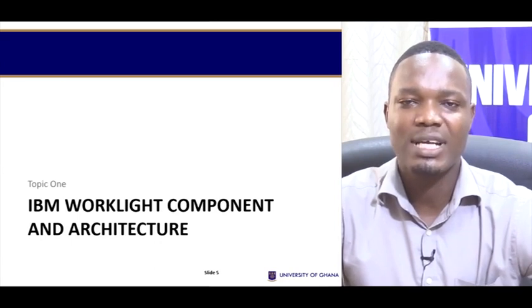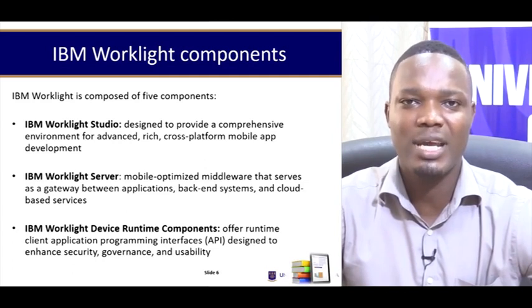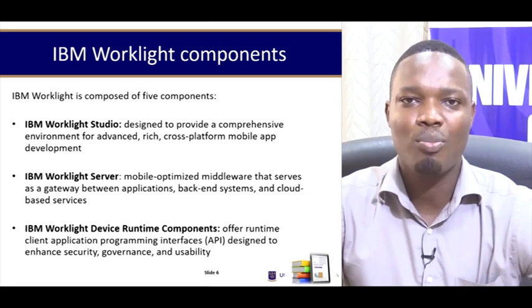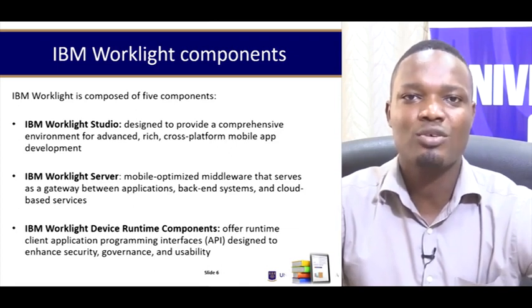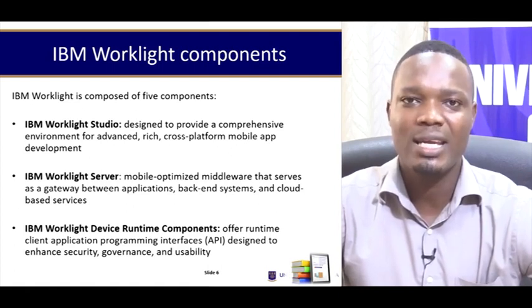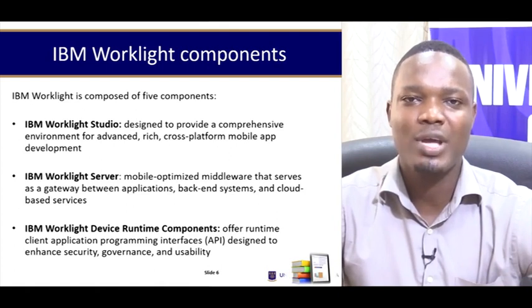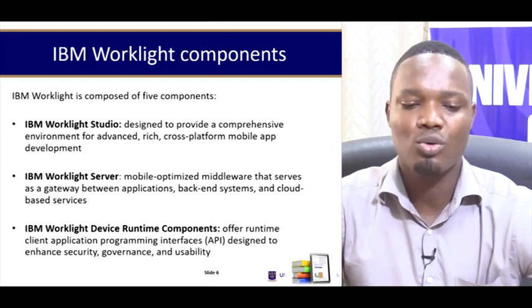IBM Worklight component and architecture. Now, the IBM Worklight is made up of several components. It's made up of 5 different components which we want to talk about. The first one being the IBM Worklight Studio. Now, the Studio is what allows us to actually write and deploy code. The Studio is a plug-in into Eclipse, and that gives us the interface where we are able to write our code, manage our code, and then deploy our code.